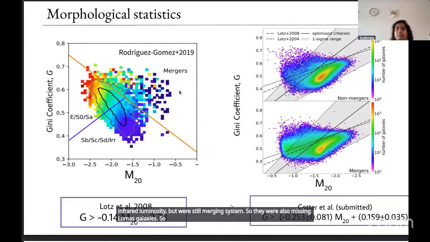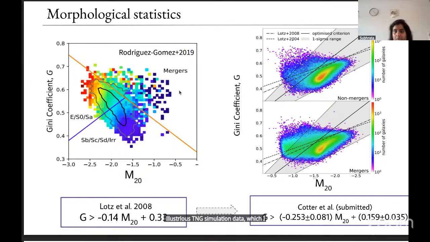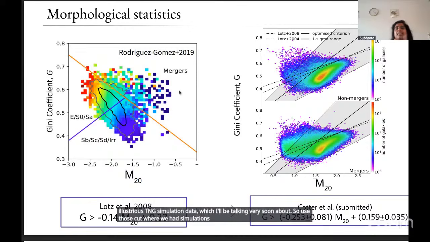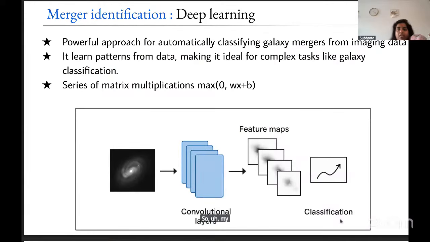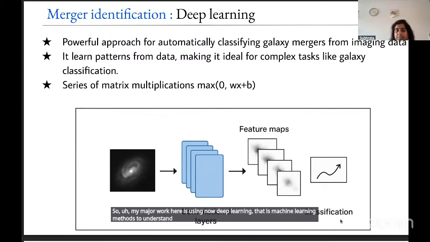So this was updated by Aidan, our PhD student. He used IllustrisTNG simulation data, which I'll be talking about very soon. We used simulations of merging galaxies and studied the morphology, how these galaxies are behaving. So these morphological cuts were updated, as you can see from here to here, with the MCMC criteria applied. My major work here is now using deep learning, that is machine learning methods, to identify galaxy mergers and also classify them.